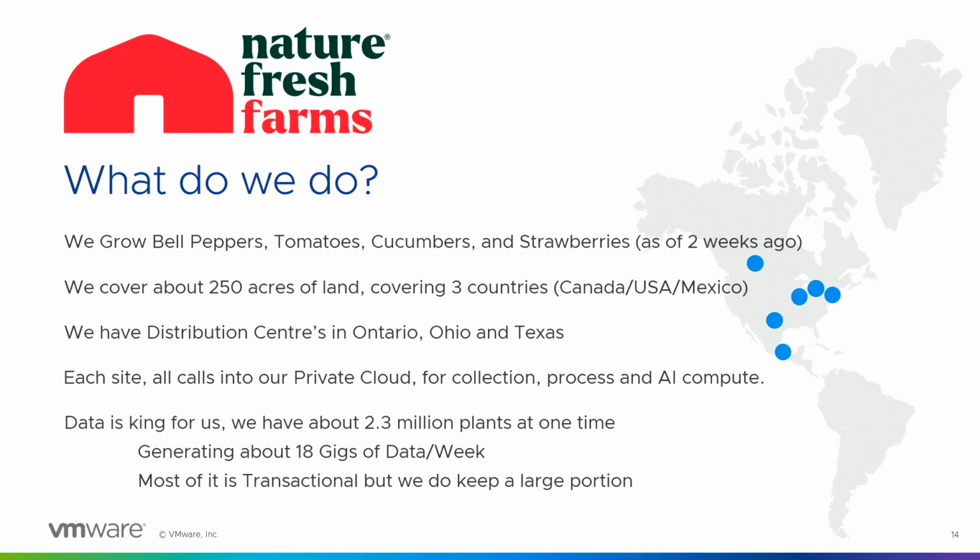So data for us is major. With the extra 50 acres that we just grew, we have about 2.3 million plants growing at one time. And they generate about 1.8 gigs of data per week, not 18 gigs. But I don't know with the strawberries, because the strawberries, truthfully, have already thrown me way off, because I'll double the data that I've seen there.